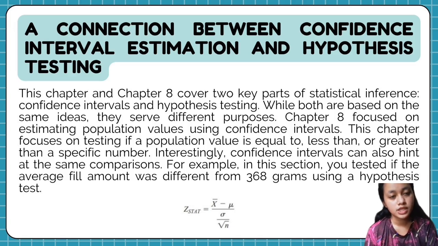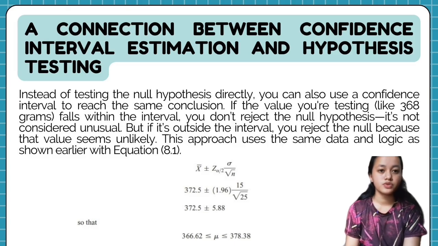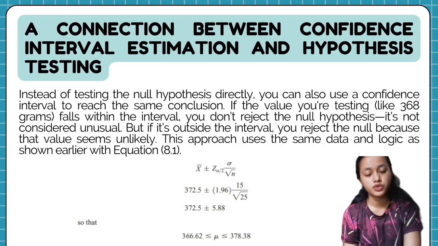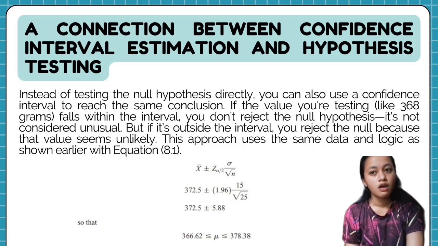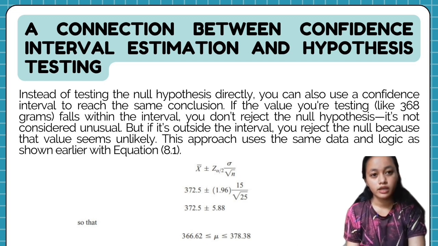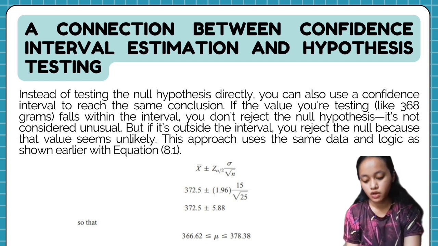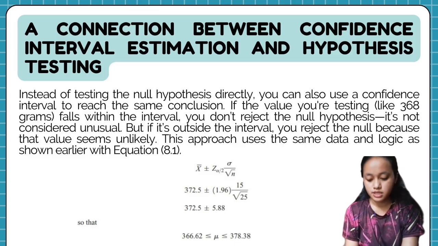So in this slide, you will see the equation below. Instead of using the null hypothesis, you can also use the confidence interval to reach the same conclusion. If the value you're testing, like 368 grams, falls within the interval, you don't reject the null hypothesis. It is not considered unusual. But if it's outside the interval, you reject the null because the value seems unlikely. This approach uses the same data and logic as shown earlier in the equation. So confidence interval can be used as an alternative approach to hypothesis testing, providing a range of possible values for the population parameters.